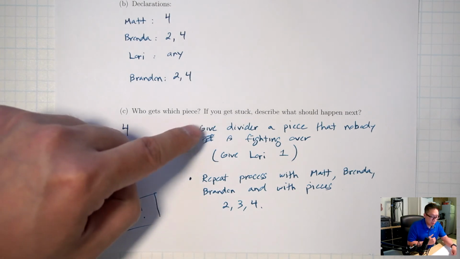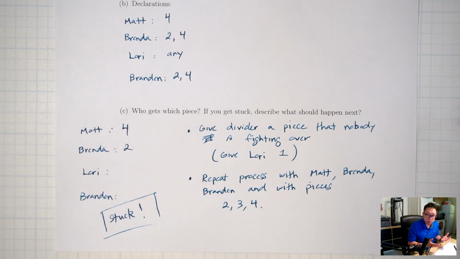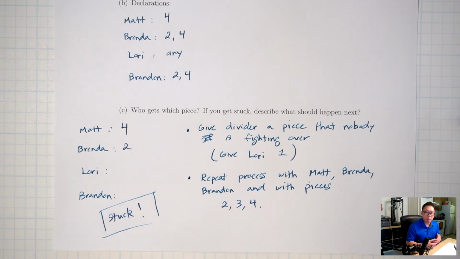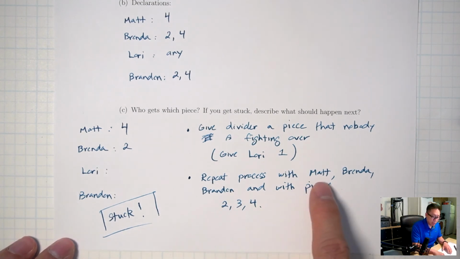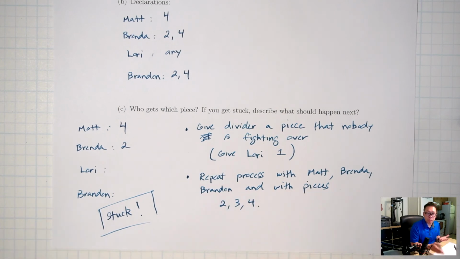So we're going to give the divider a piece that no one fights over, and then you're just going to state that we're going to repeat the process, and then state whoever's left and the pieces that are left. So 2, 3, and 4 here.